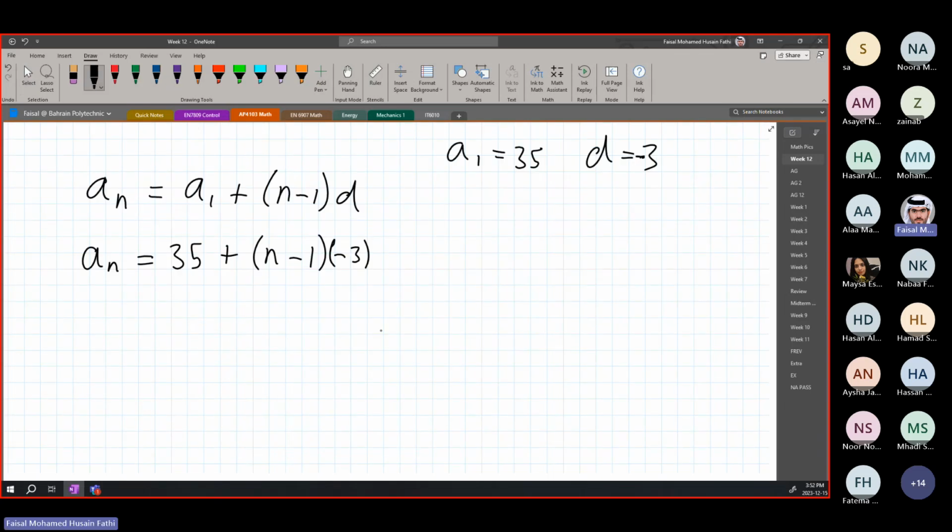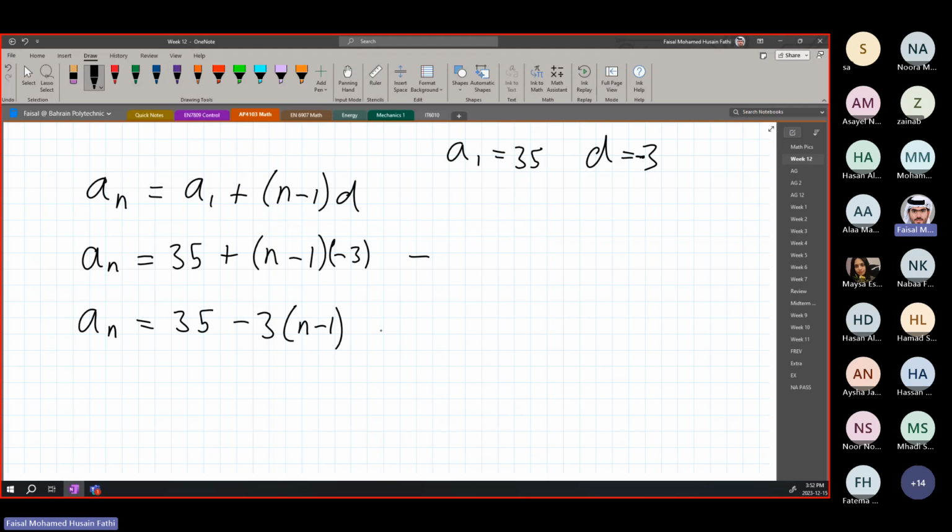This is where you need to do algebra. This is where you can't just plug it into a calculator to solve it for you. So make sure you know how to do your basic, very simple algebra. So this is basically saying 35 minus 3 into n minus 1.